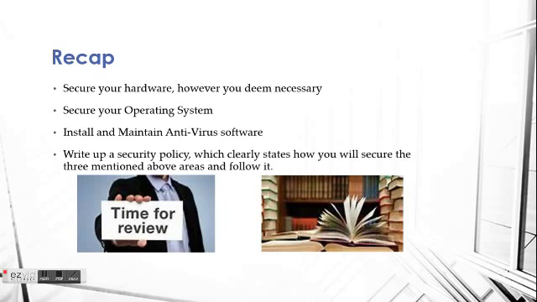Finally, you need to write up a security policy which clearly states how you're going to secure the three areas mentioned above, and follow it. Once you've decided all this, you're going to come up with that policy. That policy should entail all three of these things, and then you're going to employ it throughout all of the computers operating on your network or within your business. And then your computers should be secure, and you shouldn't have any more problems, or you shouldn't have near as big a problem in the near future.